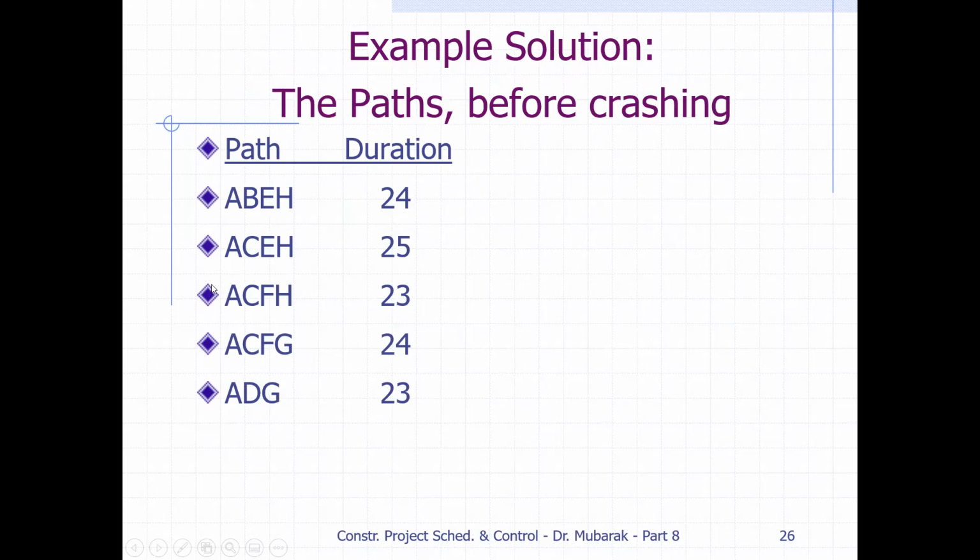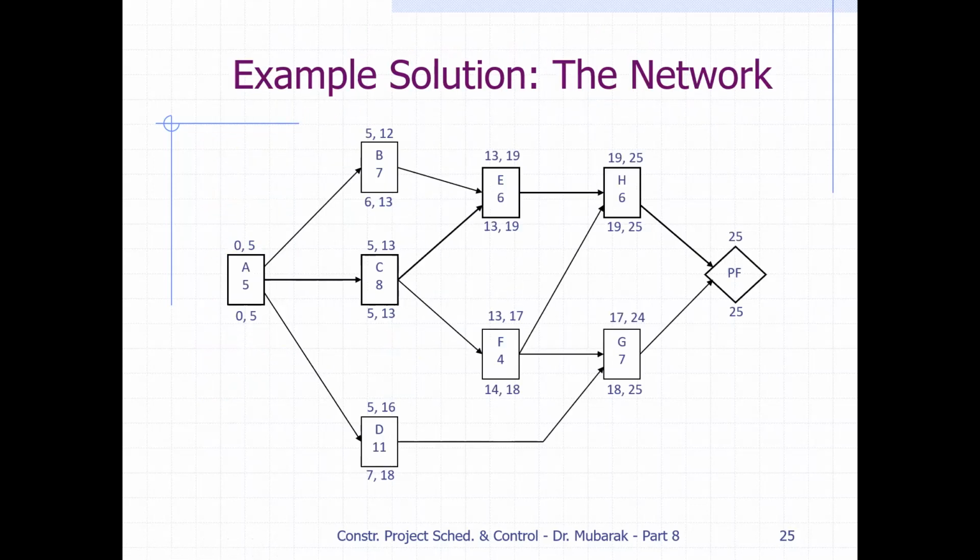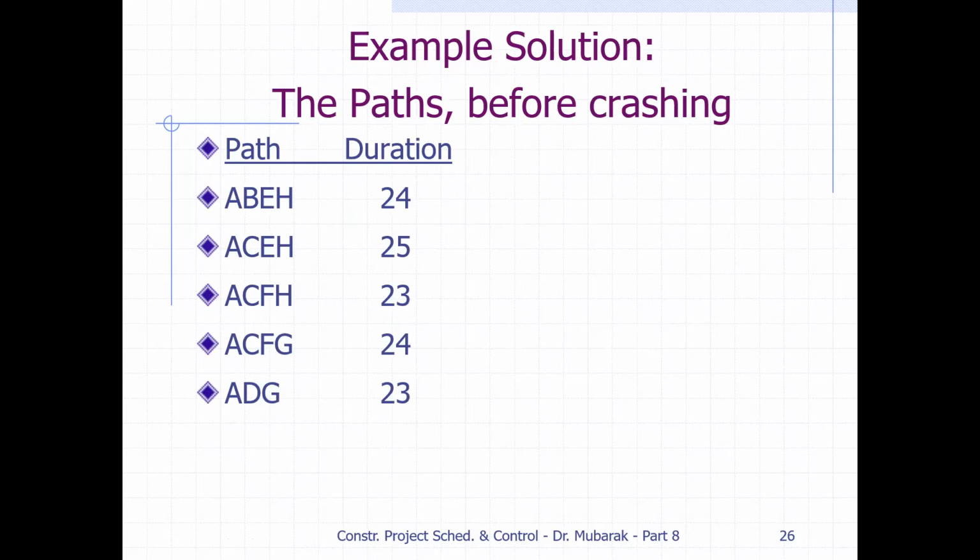Similarly, A, C, E, H: A is 5, C is 8, E is 6, and H is 6. When we add all these, we get 25. So this path, A, C, E, H, is 25 total duration.